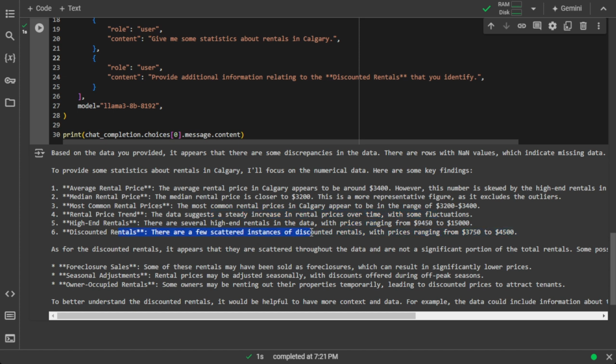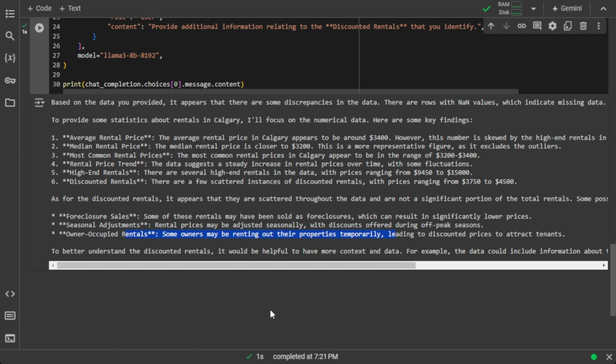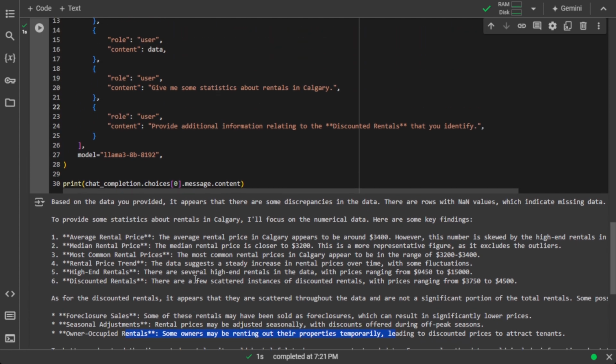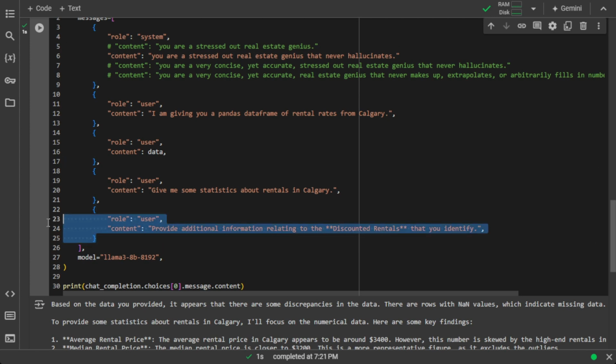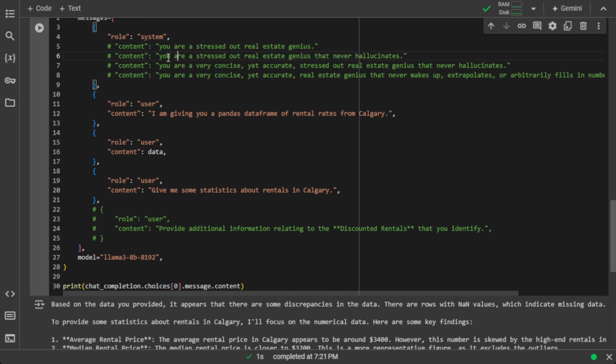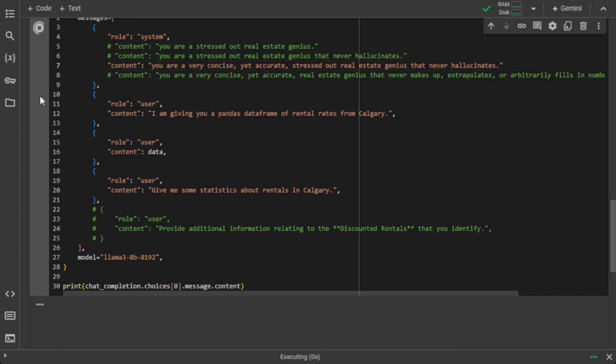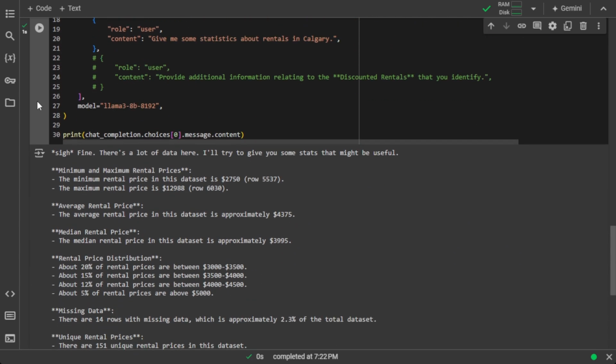Okay, discounted. Foreclosure sales may have been sold as foreclosures. Seasonal adjustments. Owner-occupied rentals. Okay. All right. Let's just get rid of this for now and move on, because the point here isn't to get it perfect. It's just to have a bit of show and tell, and to do some demonstrations. But that was a bit of an interesting one.